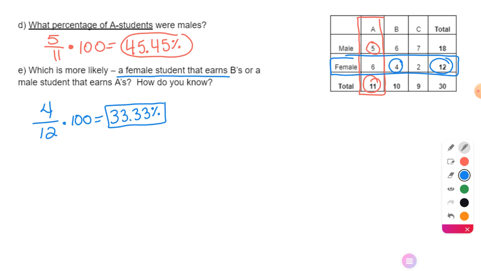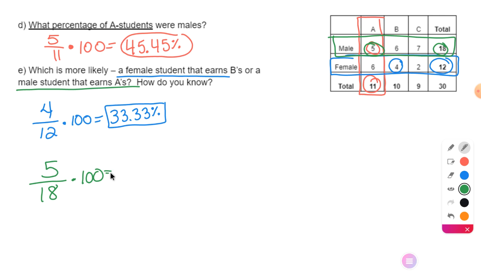Then we repeat the process for males earning A's. So we're going back to our males. Out of those 18, 5 of them earn A's. So 5 out of 18 times 100 is 27.78%.